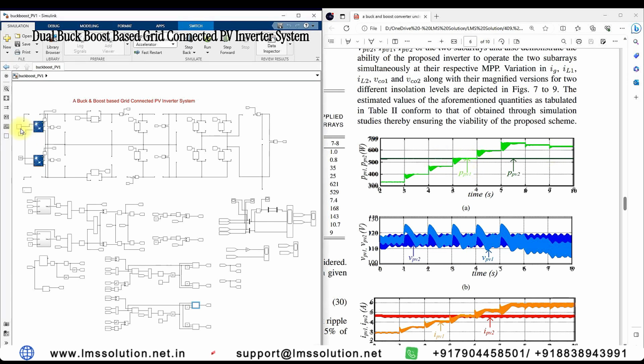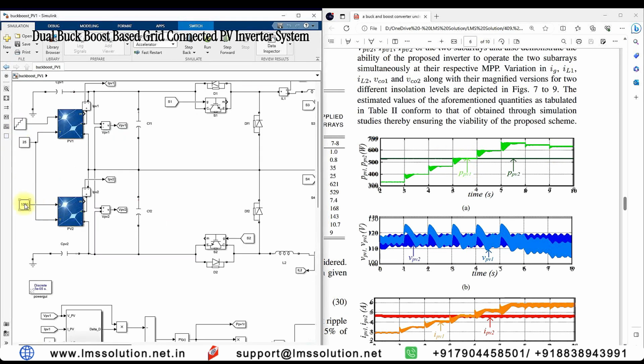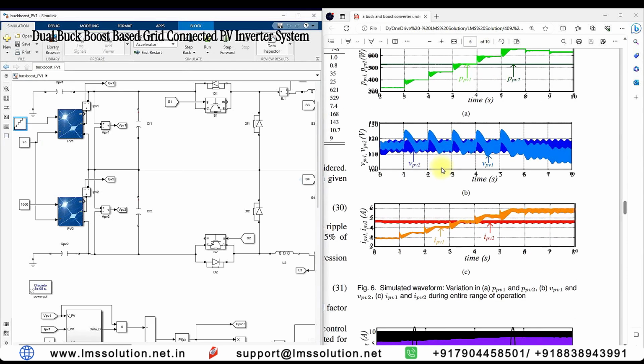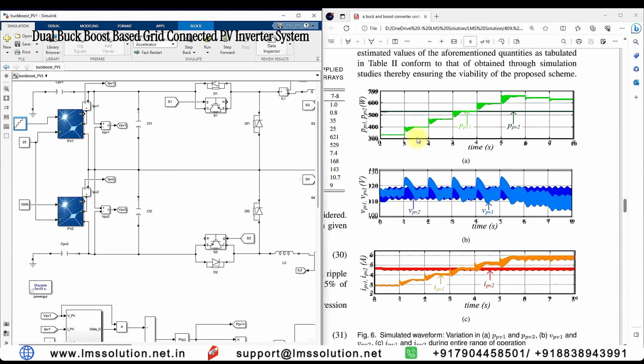So here you will see that we are fixing the irradiation for PV2 at 1000, and here you can see that the irradiation of PV1 will be changed one by one from 500, 600, 700, 800, 900, and then 1000. And then you have to check these results. First we have to check the results of PP1 PP2, VP1 VP2 and IP1 IP2. So I'm going to simulate this model.